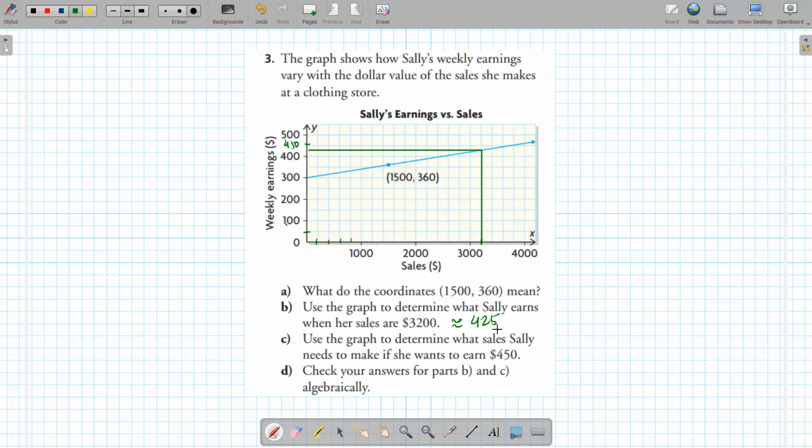Approximately, and that's always going to be the case whenever you're trying to get some information from a graph. It's going to be an approximate value, unless of course the numbers are small and you can graph them well on a grid. C, use the graph to determine what Sally needs if she wants to earn $450. Very simple question. Instead of going from the x now, we go from the y. So if she wants to make 450, right, like that, and then we see where it touches the line.